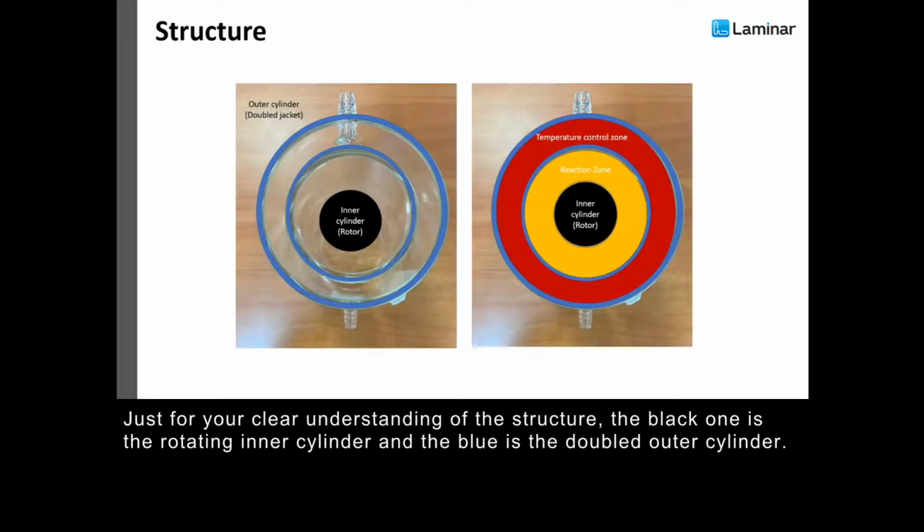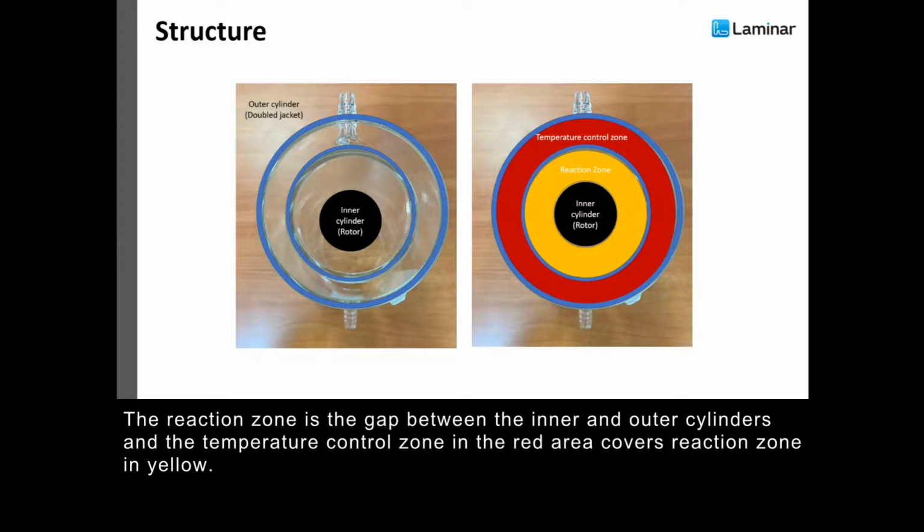And just for your clear understanding of the structure, the black one is the rotating inner cylinder, and the blue is the double outer cylinder. The reaction zone is the gap between the inner and outer cylinders, and the temperature control zone in the red area covers the reaction zone in yellow.